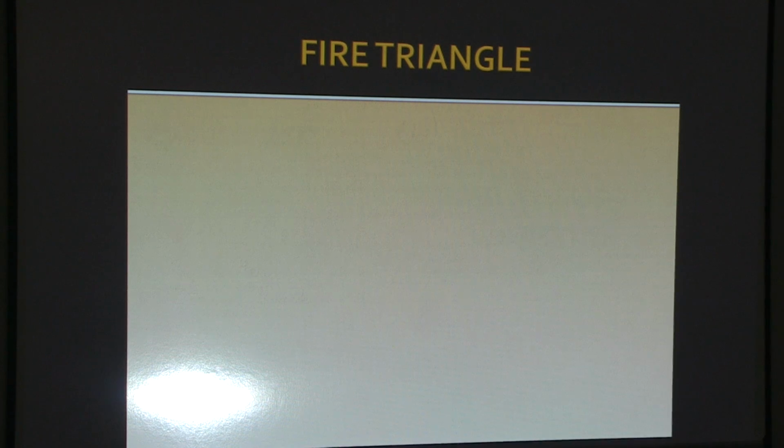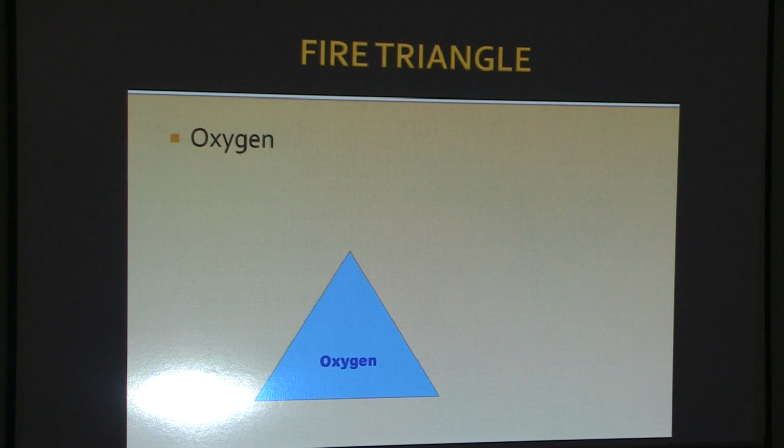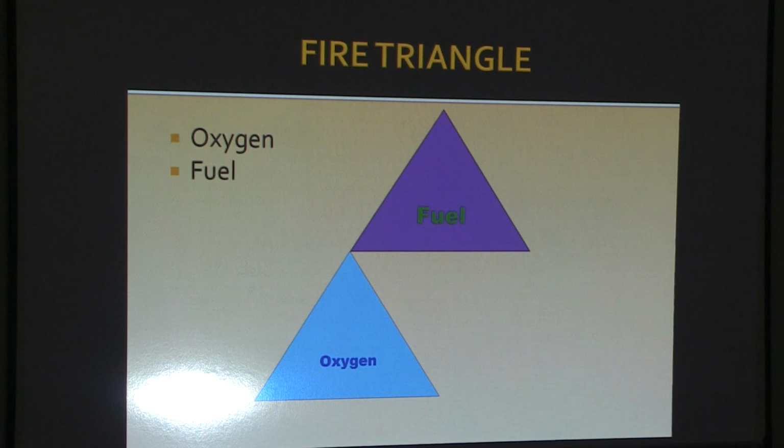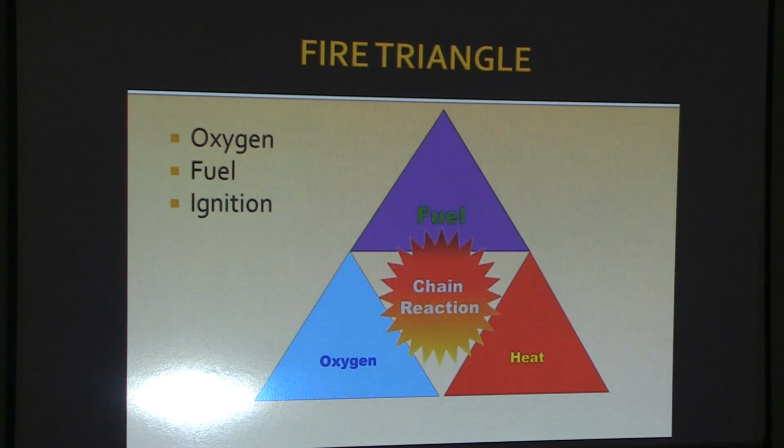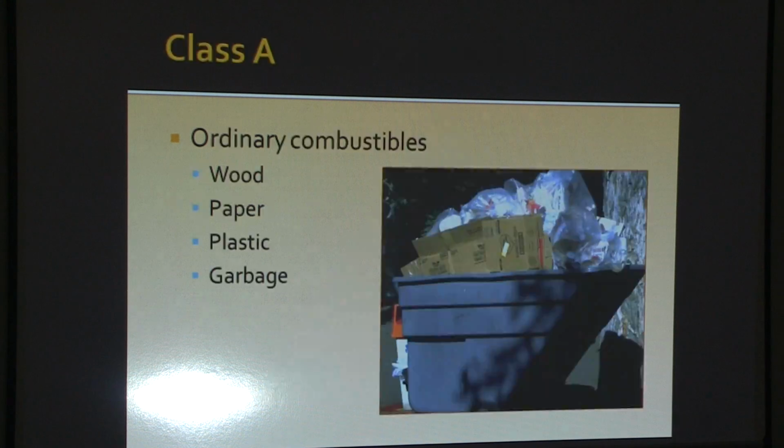A fire, you have a fire triangle, and it takes three things to keep a fire going. The first item is oxygen. The next item is some type of fuel. This could be paper, grease, gasoline, wood, things like that. And the third thing is heat or some kind of ignition source. And with those three things, you create a chain reaction and you have a fire.